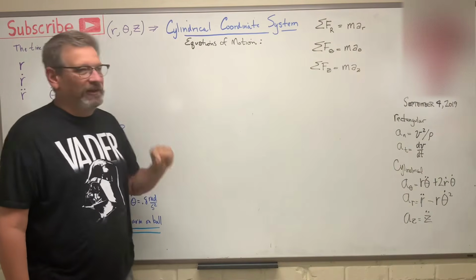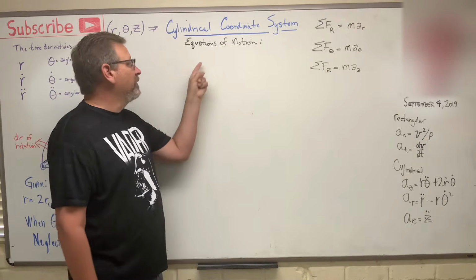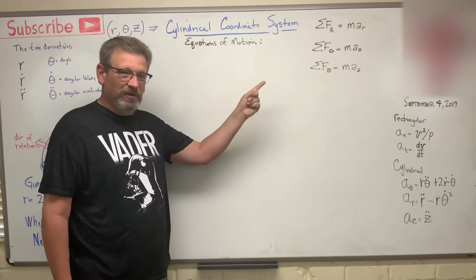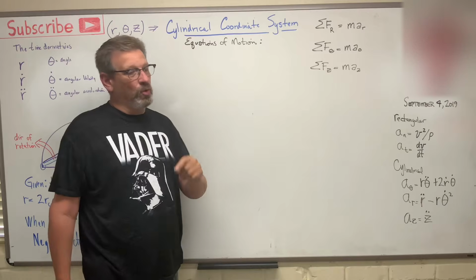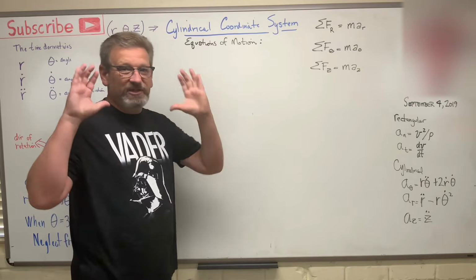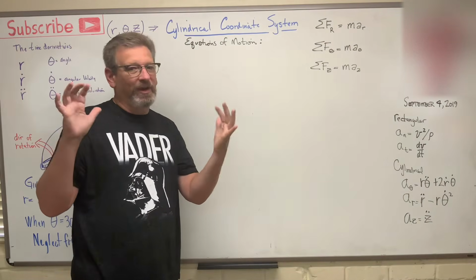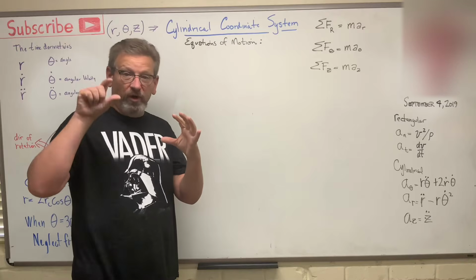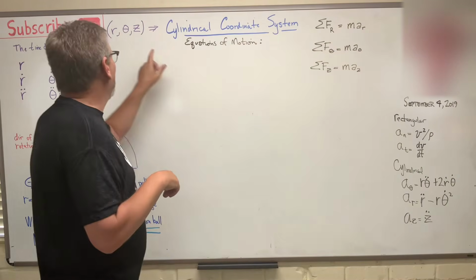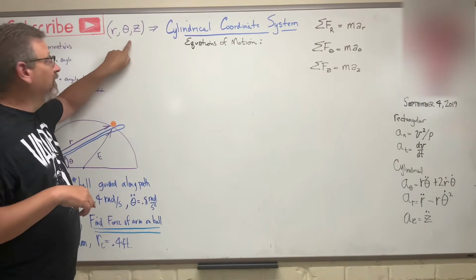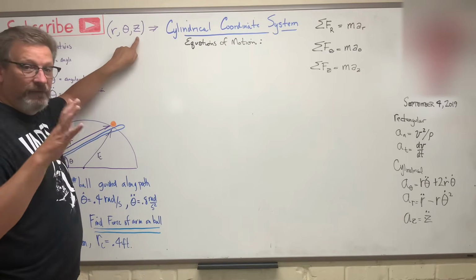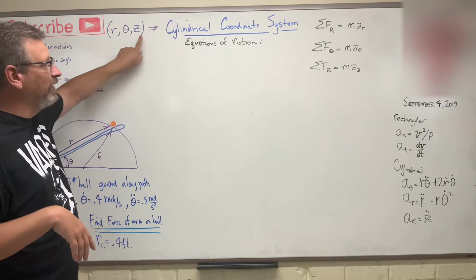Today we're talking about cylindrical coordinate systems, and we're going to be talking about the equations of motion using the cylindrical coordinate system. If you remember in the last video, we talked about a cylindrical coordinate system, what it is, and what the coordinates were. The x, y, z is now r, theta, and z. If you just go back to the last video to review that.